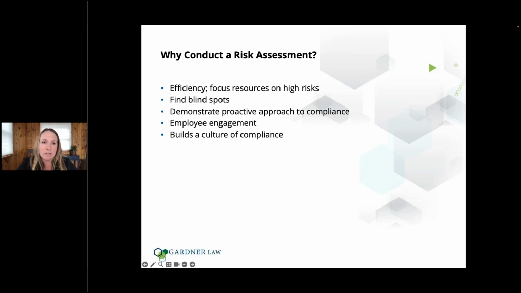Employee engagement is another concept that I think really is helped by risk assessment. When you do a risk assessment, you engage a lot of the different tiers of employees and staff. And so I do think having that be a conversation and educating them on the process helps to engage the staff and builds a culture of compliance.